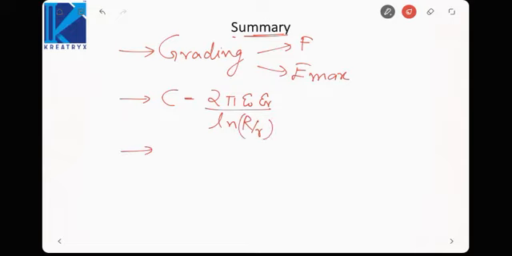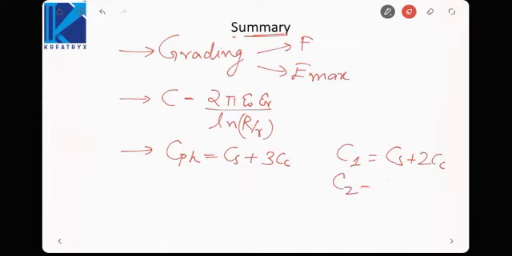Then we saw capacitance of 3-core cable, in which we saw three cases. First of all, C phase was computed as CS plus 3CC, and then what we did is we connected two cores to sheath and measured the capacitance between core and sheath. That was C1, CS plus 2CC. If we connected all the three capacitors together, it was 3CS. Then we connected one conductor to sheath and measured the capacitance between the other two conductors, C3, that was C phase by 2. So these three cases we saw to measure the capacitance of a 3-core cable.